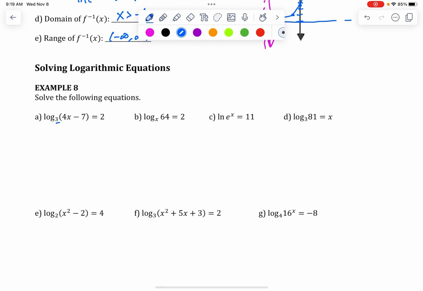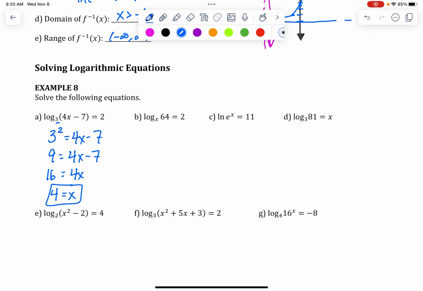So the base is 3. 3 to the second power is 4x minus 7, and the rest should be pretty straightforward. Add 7, divide by 4, x equals 4. Okay, that's all you're doing. Some of these get a little bit more involved, as you'll see later on, but that's the basic idea.